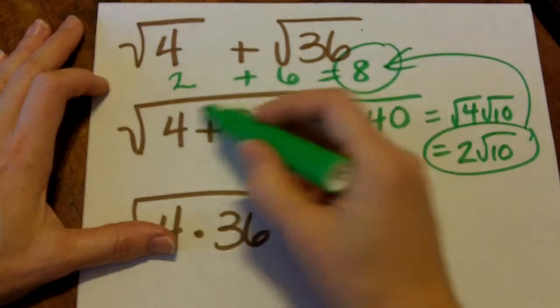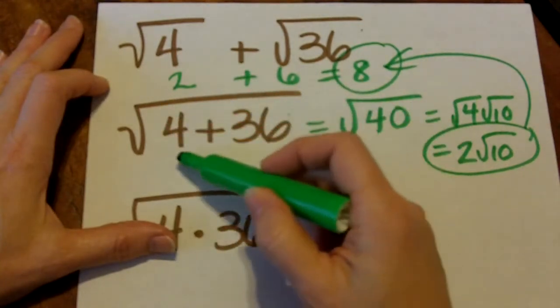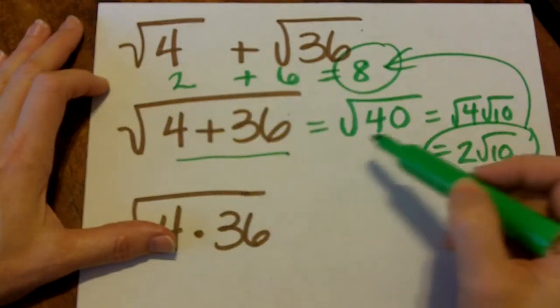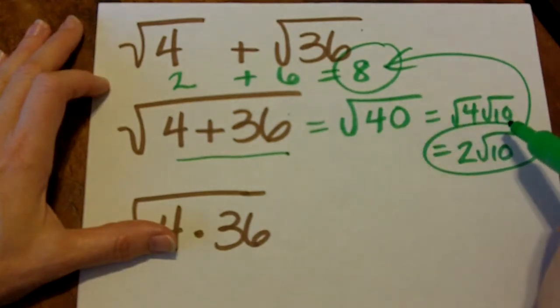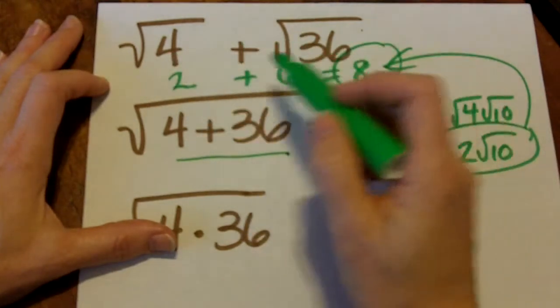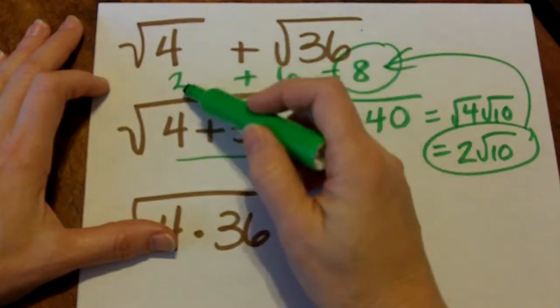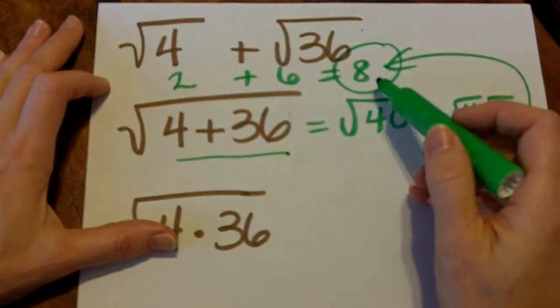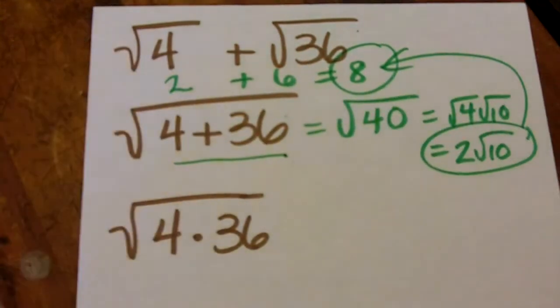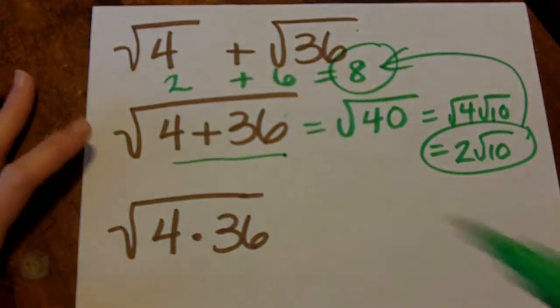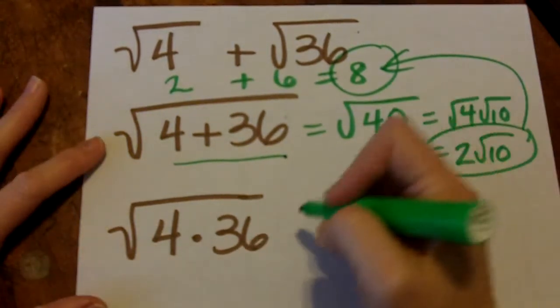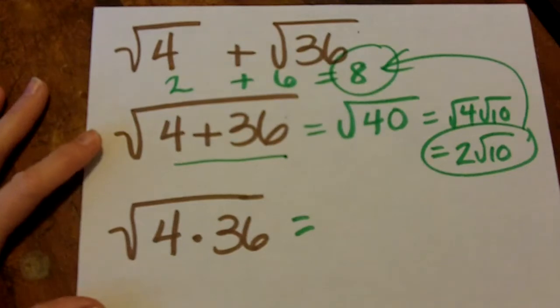So if both numbers are under the same radical sign, you have to combine them first before you do this process. If they're separated, they have their own little radicals, then you can simplify each radical first if possible and then add them together.